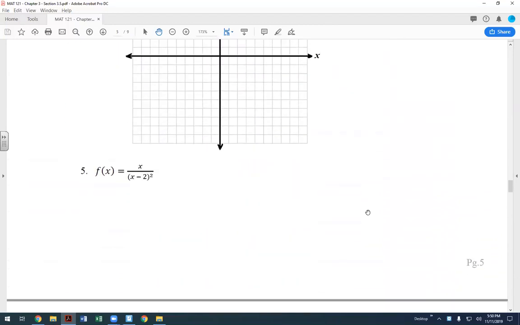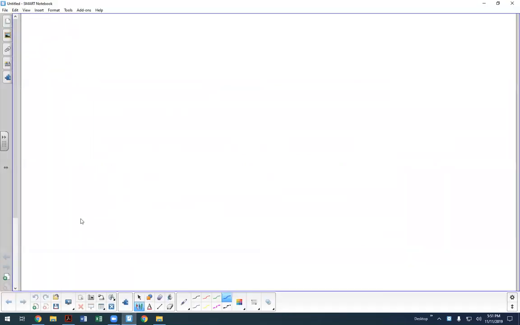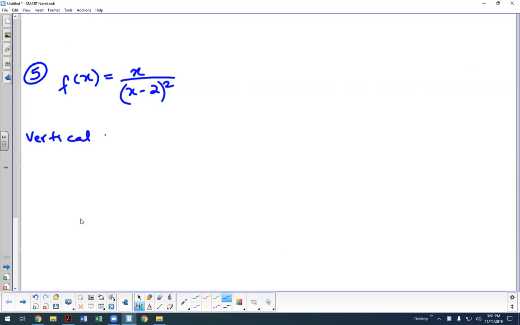So our next one is number 5 here. f of x equals x divided by x minus 2, the quantity squared. So remember, we start by finding our asymptotes first. If you're trying to find the vertical asymptote, remember this is where we take our denominator and set it equal to 0. Let's start with the vertical asymptote.